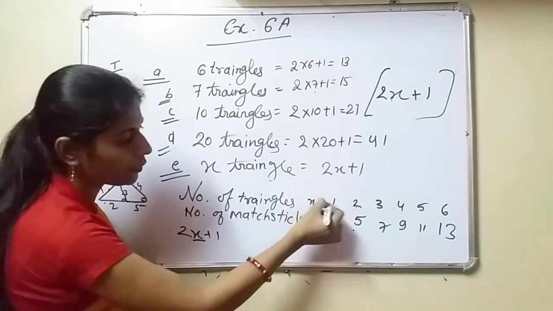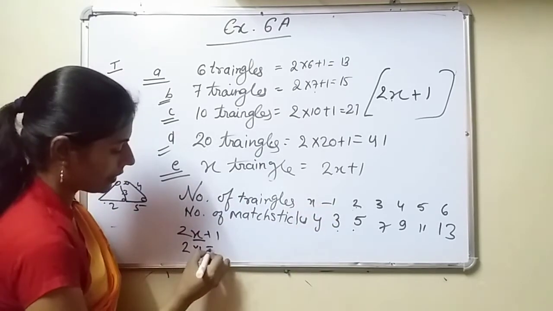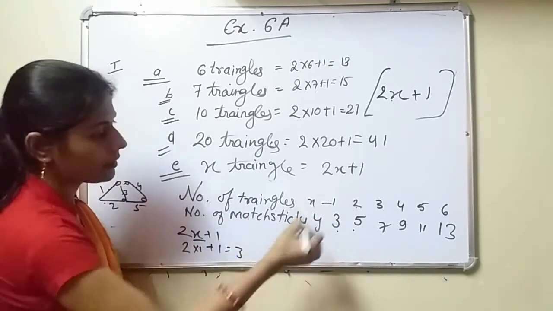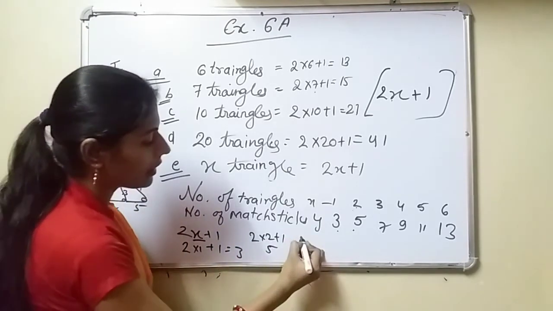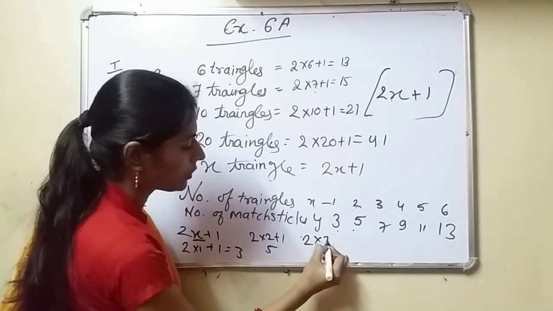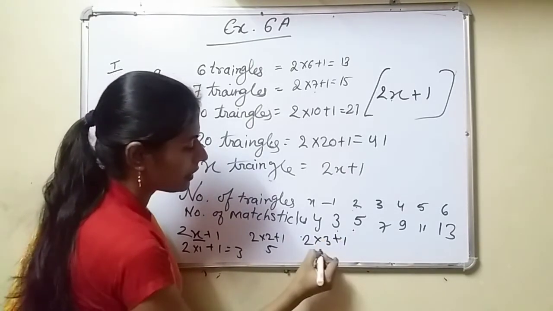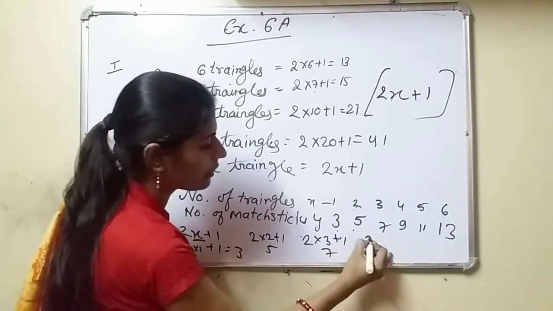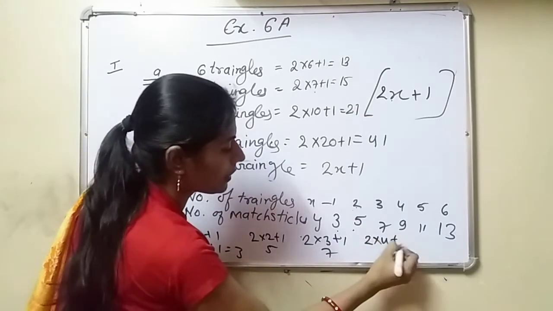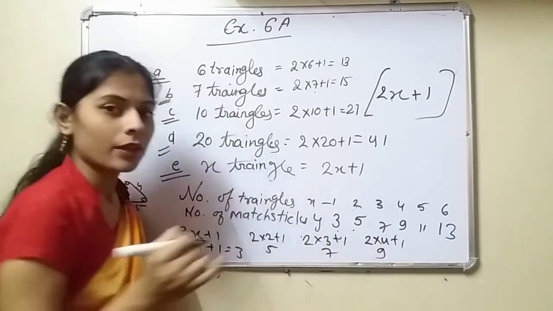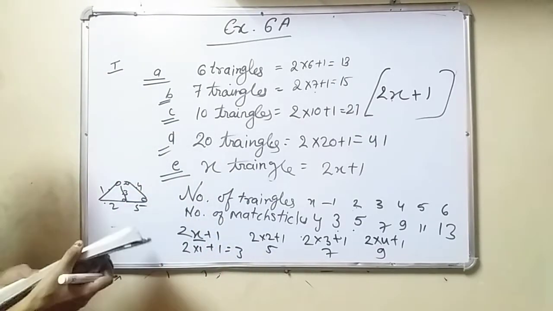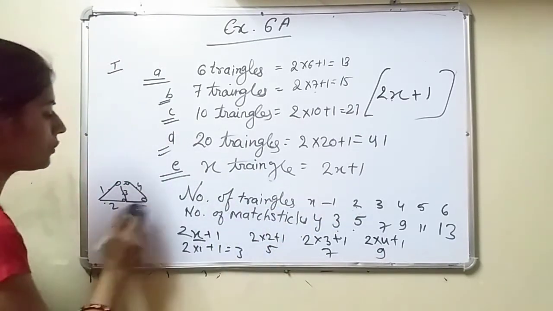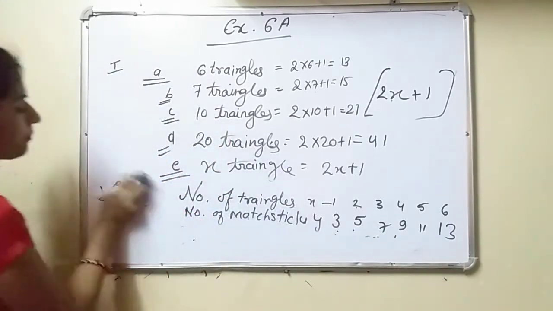of x you can put 1, so 2 into 1 plus 1, that is 3. Similarly for 2 triangles, 2 into 2 plus 1, that is 5. Similarly for 3 triangles, 2 into 3 plus 1, that is 6 plus 1, 7. Then for 4 triangles, 2 into 4 plus 1, that is 8 plus 1, 9. Similarly you can find up to how many triangles they have asked? Up to 5 triangles only they have asked, you can write here.